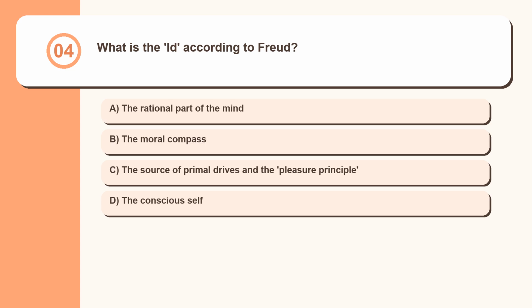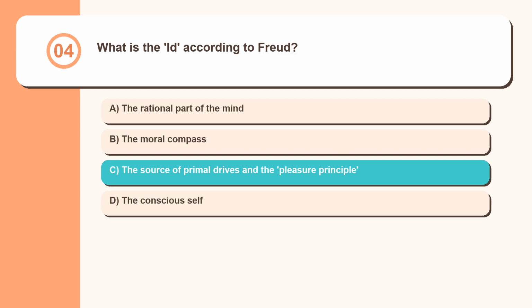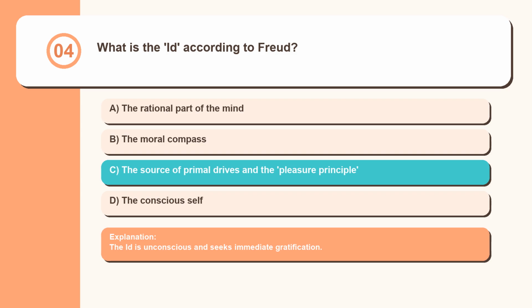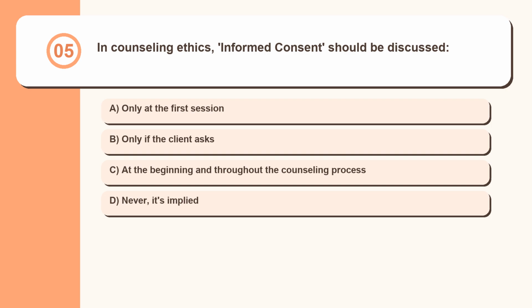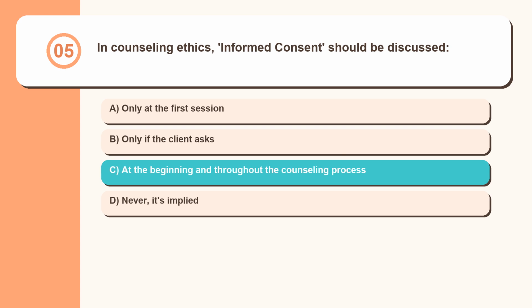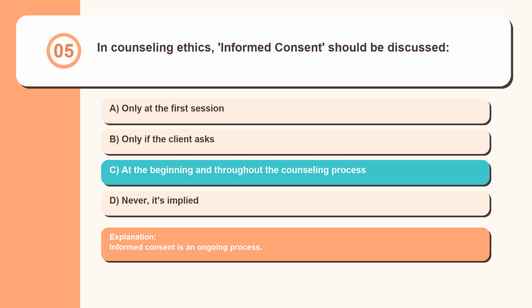Question 4. What is the ID according to Freud? The rational part of the mind, the moral compass, the source of primal drives and the pleasure principle, the conscious self. The ID is unconscious and seeks immediate gratification. Question 5. In counseling ethics, informed consent should be discussed only at the first session, only if the client asks, at the beginning and throughout the counseling process, never, it's implied. Informed consent is an ongoing process.